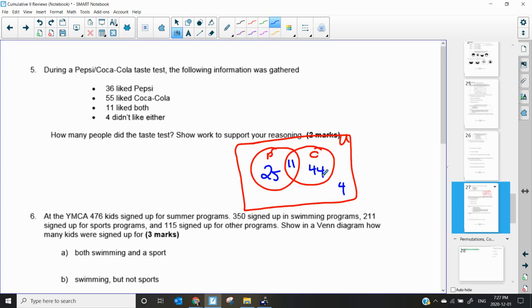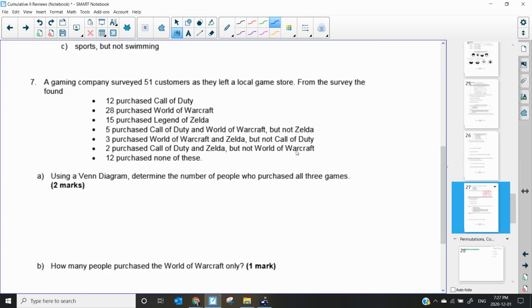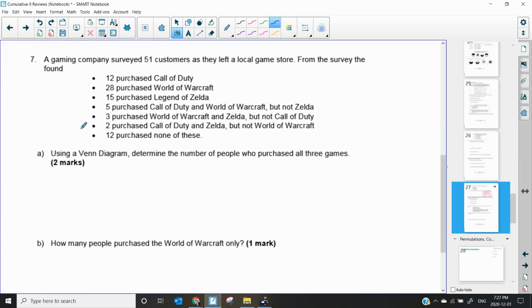And then from there, we could go about answering the rest of the questions. Now, they often got a lot trickier when we got into working with 3 circles, so this might be an example we could use. Number 7: a gaming company surveyed 51 customers as they left a local game store. From the survey, we were given these pieces of information. So we're looking at Call of Duty, World of Warcraft, and Legend of Zelda.